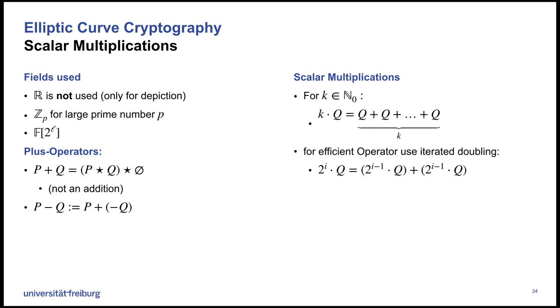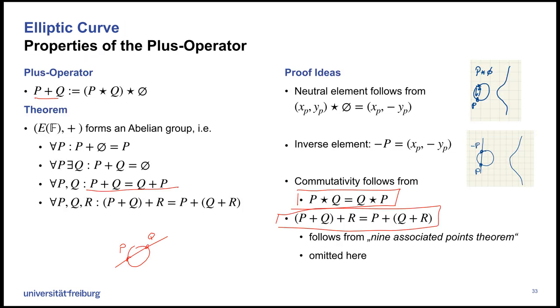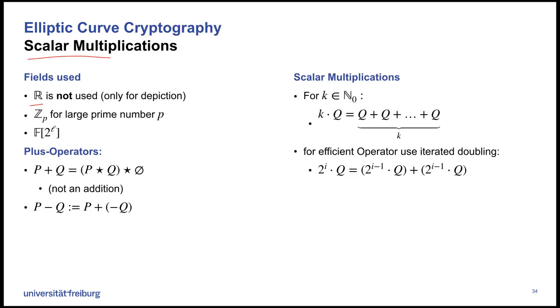Now, what we want to have are scalar multiplications. First of all, we're not working in real numbers at all. You can imagine why we won't work in real numbers, because we get the problem of precision at some point. If you do all these formulas, you lose a little bit of precision in every formula. So doing cryptography in R is maybe not desirable.